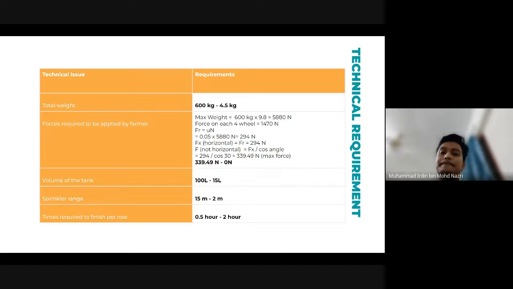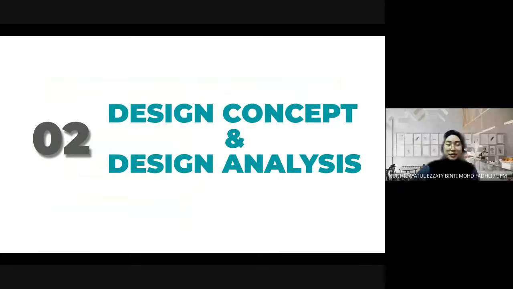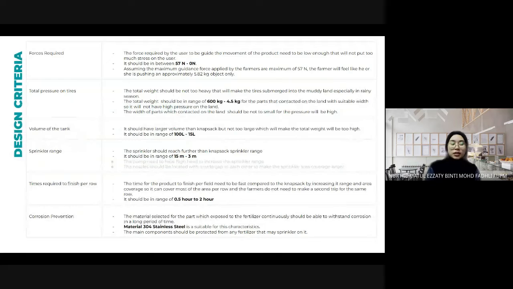Okay. Next. So the next part is design concept and design analysis. So after considering the technical requirements and problem statements, we have decided 6 design criteria, which is the force required, total pressure on tires, volume of the tank, sprinkler range, time required to finish per row of the field, and also the corrosion prevention. So each of these criteria is actually created to surpass the current knapsack in the market, but not too much that it will constrain some of the features here in our design.